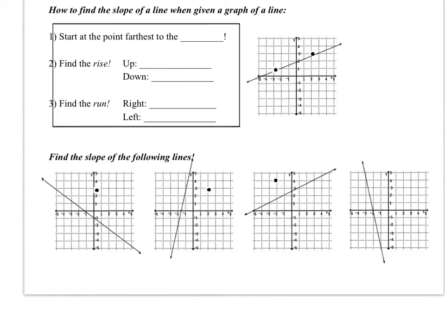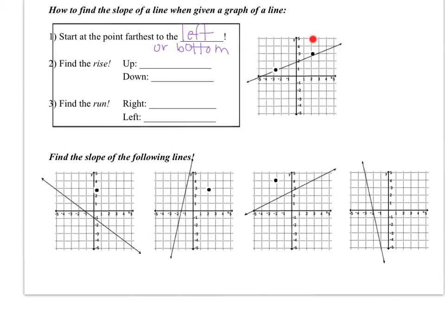Now let's go ahead and talk about finding the actual numerical slope by looking at a graph. So the first thing that we always do is we start at the point that's farthest to the left, or you can think of it from, we want to go from the bottom point to the top point. So we'll put left here, or bottom. So whichever point is lower on the graph.